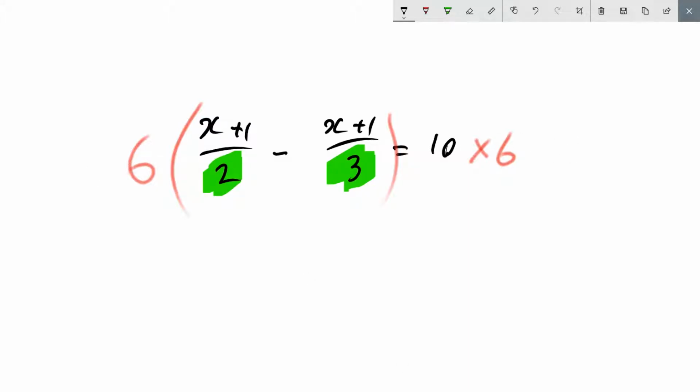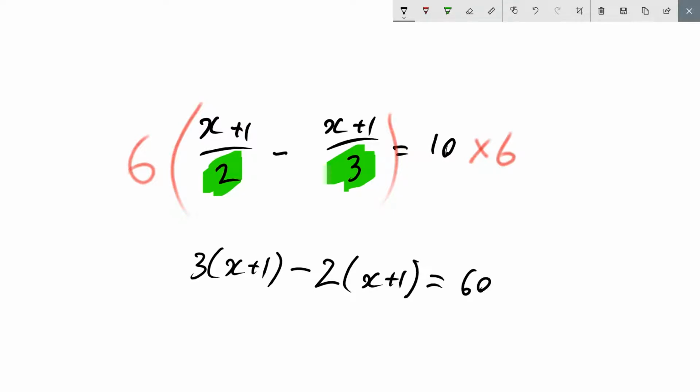So if we do that, we'll have 3 lots of (x plus 1) from here, and then I'll have minus 2 lots of (x plus 1), and that'll equal 60. Notice how this is a minus 2. Lucky for us, these fractions contain the same thing, so we can actually collect like terms. So we can go 3 minus 2, which is 1. So we now have one lot. One lot of (x plus 1) equals 60. Subtract 1, x equals 59.